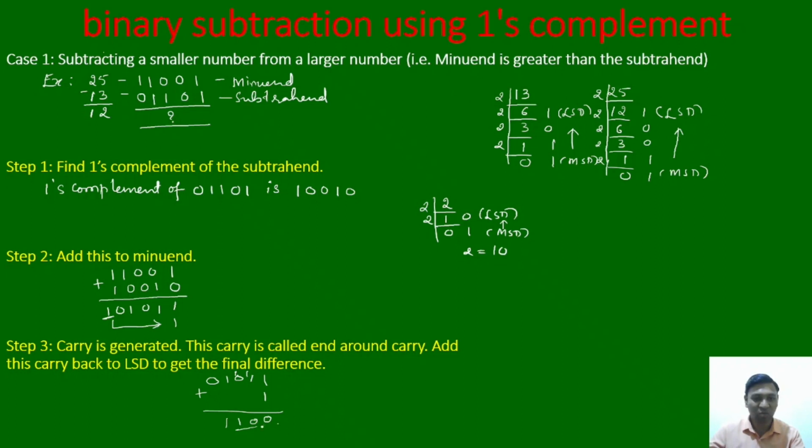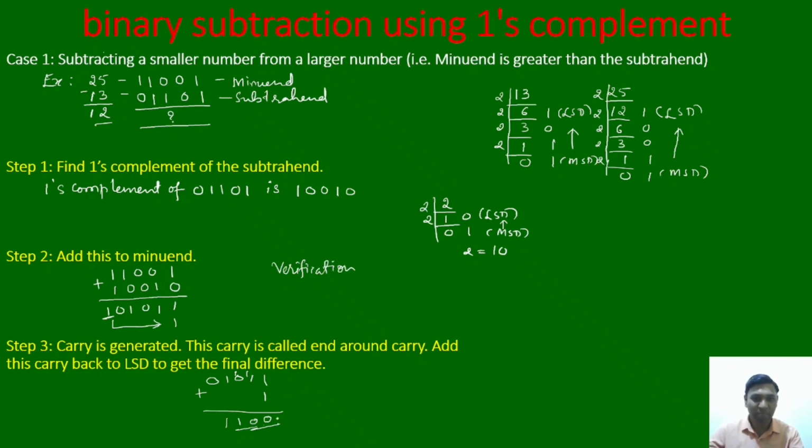Now we have to check whatever we got here in the form of binary notation, whether it is correct or not, whether it is equal to 12 or not. So how to do that? We can go for verification. I'm going to write here verification. So how do you verify?